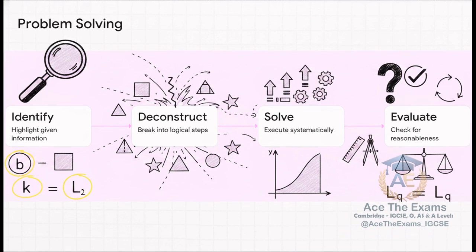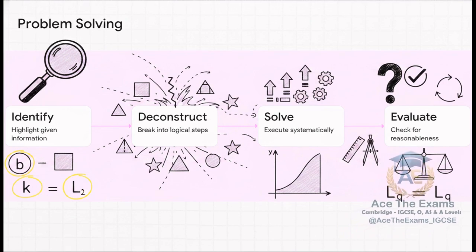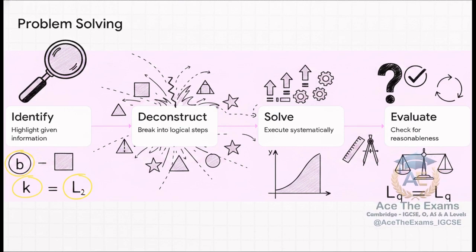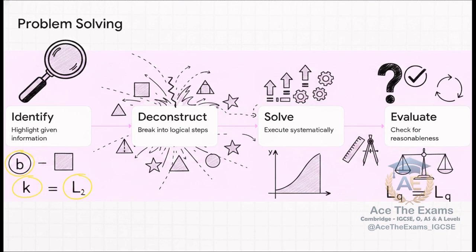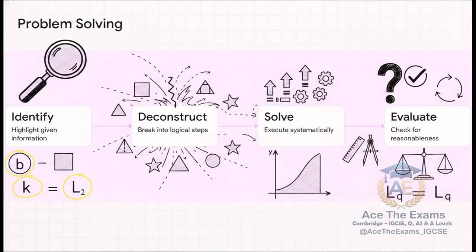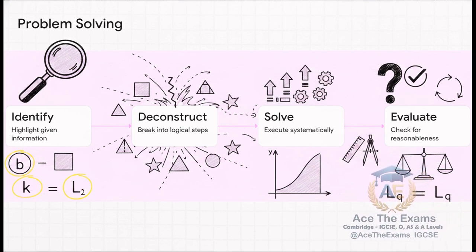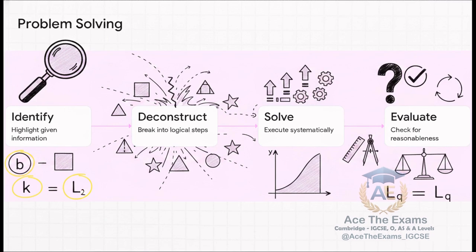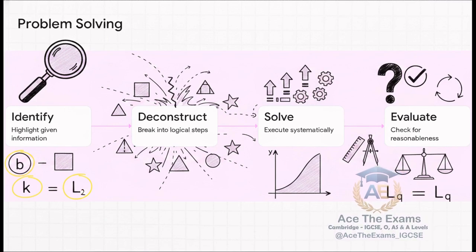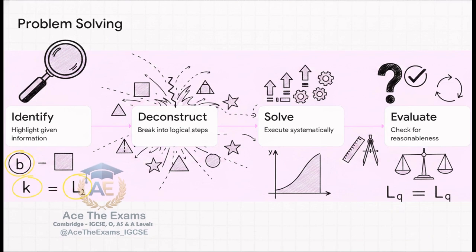This deconstruct, solve, evaluate cycle is the antidote to those top 3 mistakes we just talked about. Step 1, identify the given information. Literally take your pen and underline or highlight the bases, the coefficients, and the constants in the prompt. Step 2, break it down into logical steps. Don't try to do it all at once. Deal with your powers first, convert your constants second, and do your combinations last.